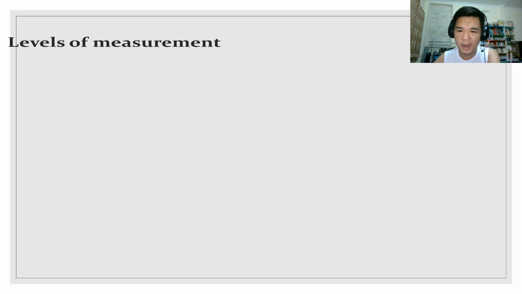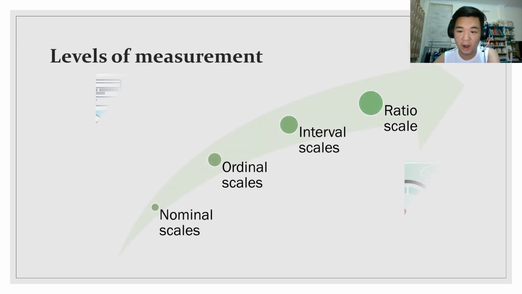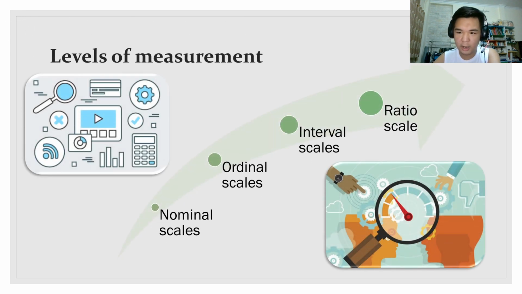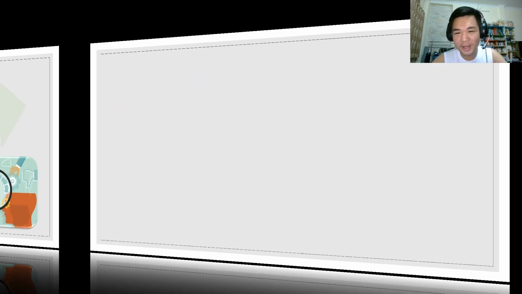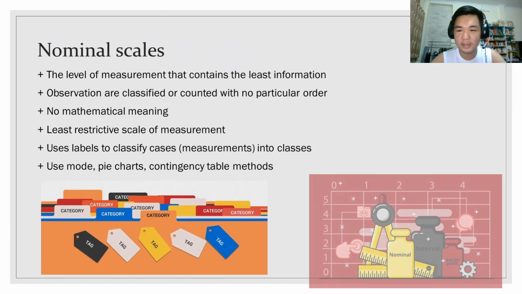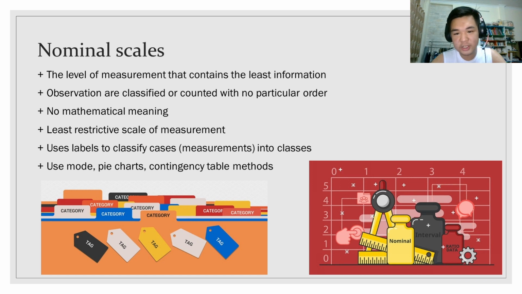In the next part, I will present the 4 levels of measurement: nominal scale, ordinal scale, interval scale, and ratio scale. Let's begin with the nominal scale. This level of measurement contains the least information. Its observations are classified or counted with no particular order, and it also has no mathematical meaning. It has the least restrictive scale of measurement and is displayed using mode, pie chart, and contingency table methods.